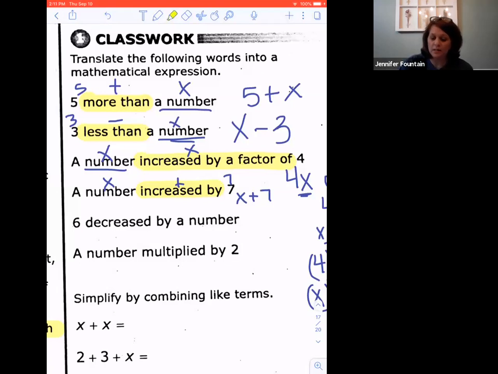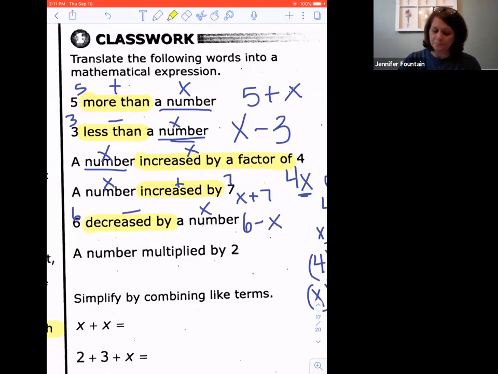Then the next one is 6 decreased by a number. So this is where I have to think about, okay, which number comes first and what is being taken away from it? So in this one, 6 decreased by a number means I'm going to have 6 minus X.